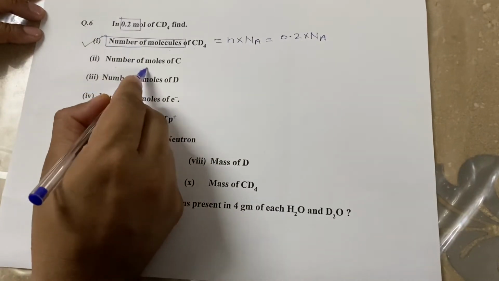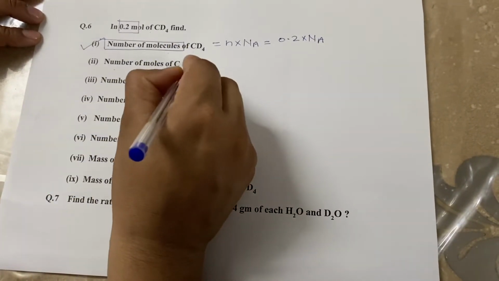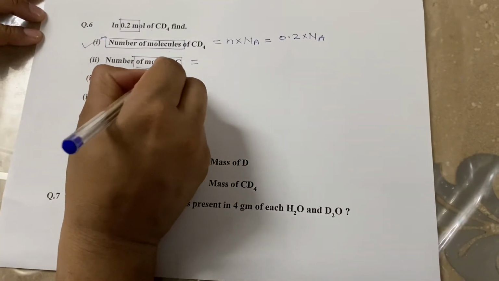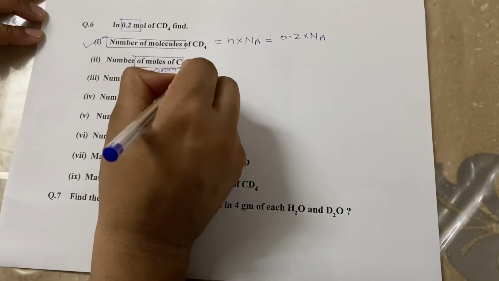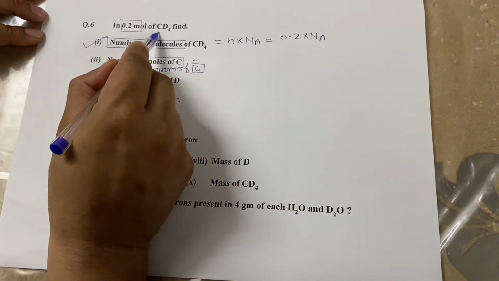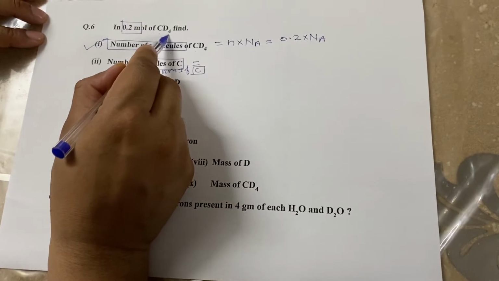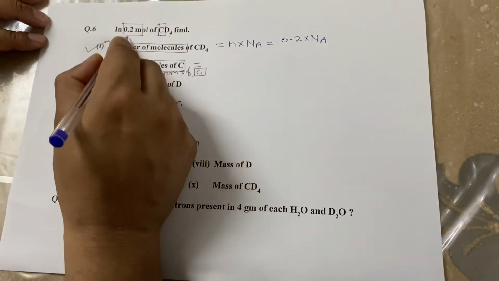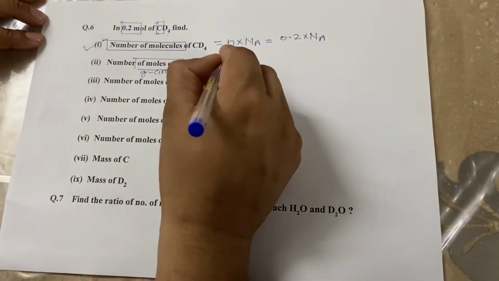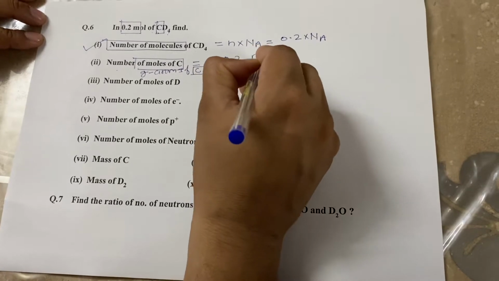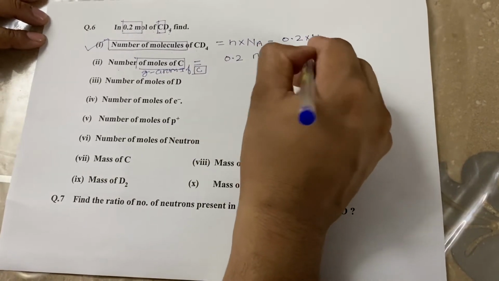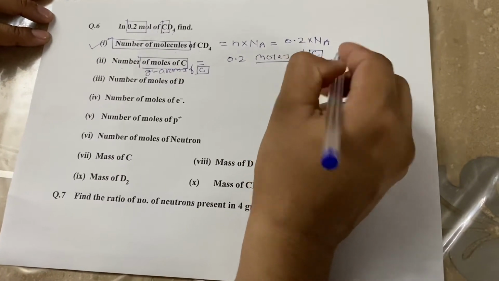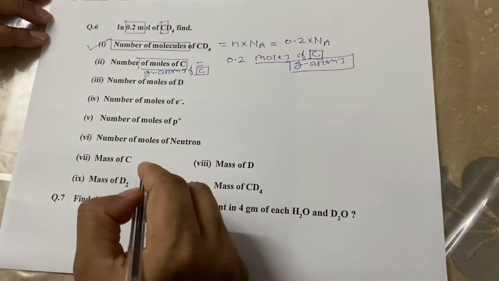Now it is to be calculated the number of moles of carbon. Obviously, they can also ask the gram atoms of carbon. We should be careful that we should always deal with 1 mole of CD4. So 1 mole of CD4 contains 1 mole of carbon. So 0.2 moles of CD4 contains definitely 0.2 moles of carbon, or we can use gram atoms for this also. It is to be noted that gram atoms is moles.